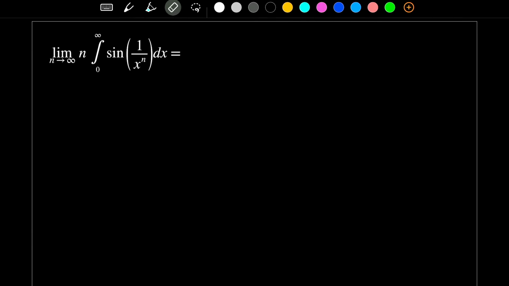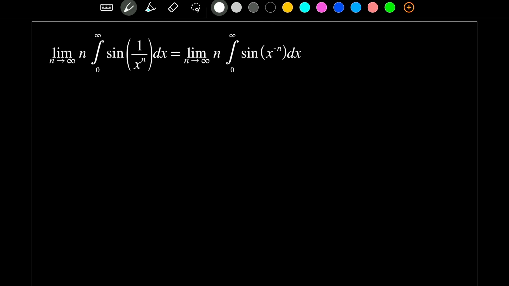Well, it's not really too normal. It's not like it's an easy integral whatsoever. We're going to start by writing this as the limit as n goes to infinity of n times the integral from 0 to infinity, and then of sine of x to the power of minus n.